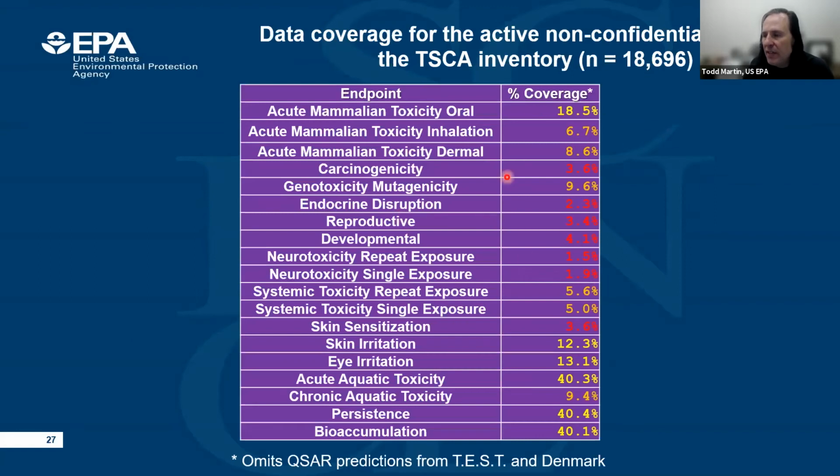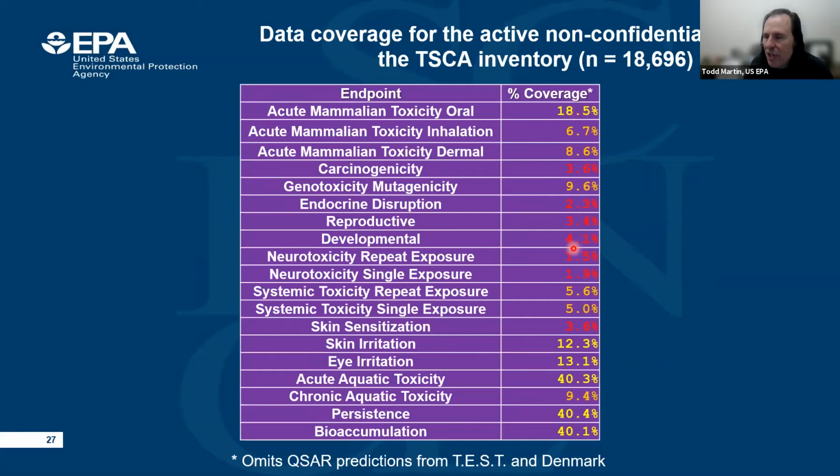Just to show you some of the results we had in terms of data coverage. Some of these numbers have changed once we added in ToxVal, but you can see that in certain categories, for the TSCA inventory of chemicals, there's about 19,000 chemicals. For acute mammalian tox, 19% of the chemicals had values.